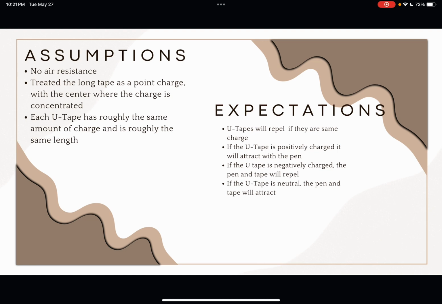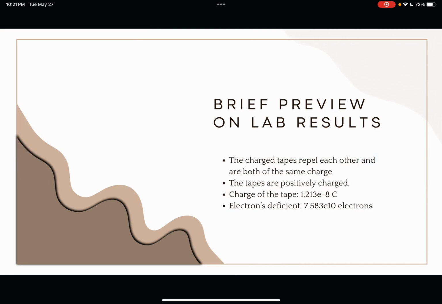The expectation is that the same charges repel: if the tape is positively charged it will attract with the pen, if negatively charged it will repel with the pen, and if it's neutral it will attract. And a brief overview of the lab results is that they both repel each other and are positively charged. The charge of the tape is 1.213e-8 coulombs. The electrons that are deficient is 7.583e10 electrons.